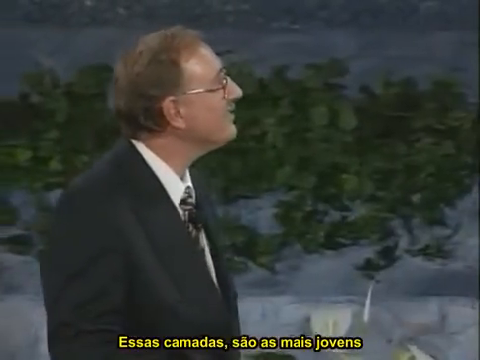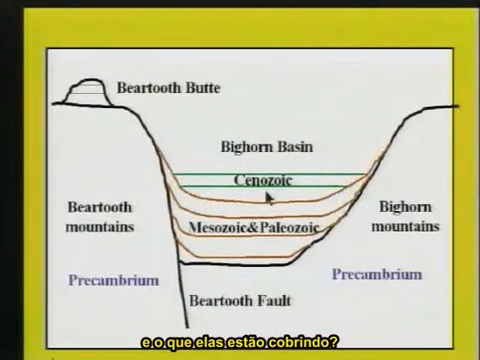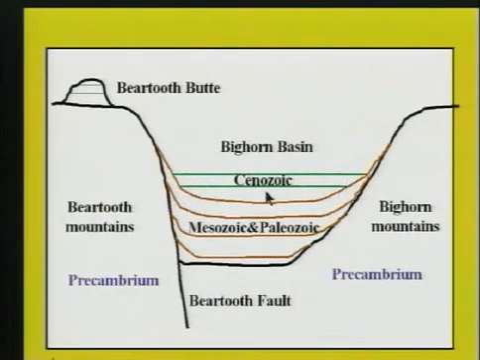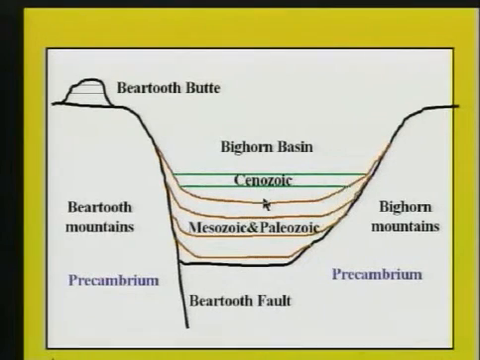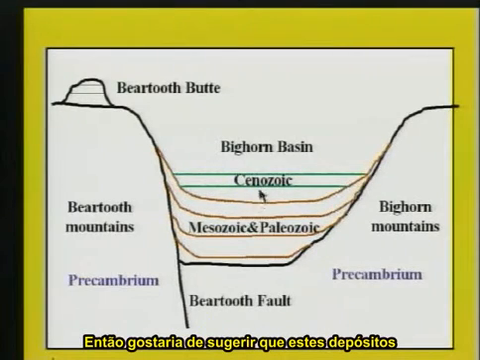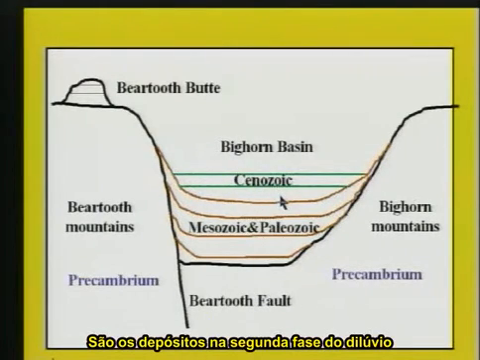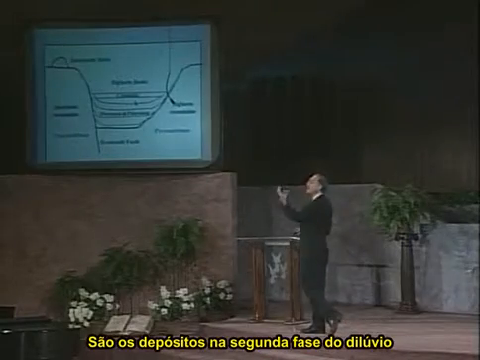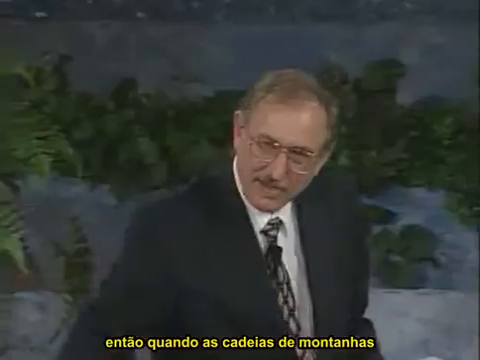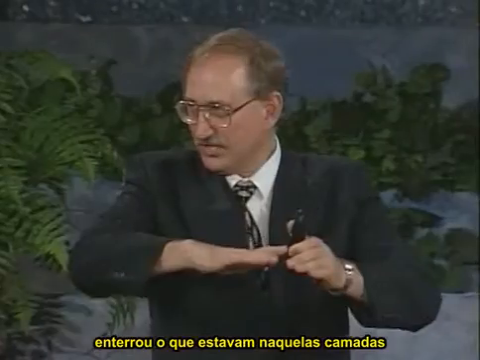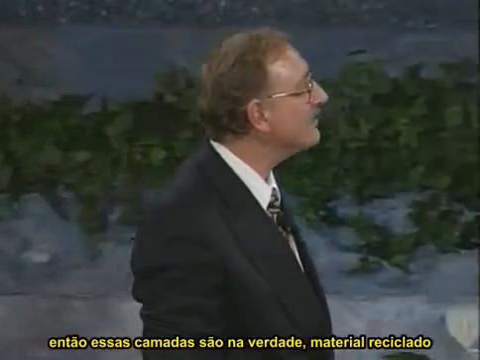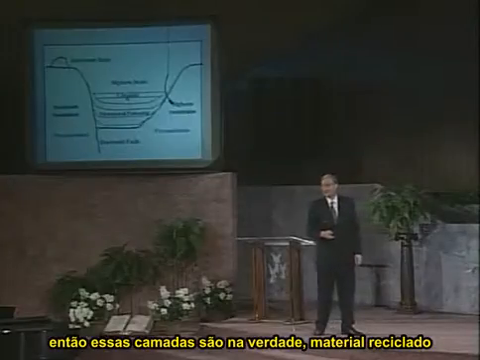So these layers are the young layers. And what are they covering up? Well, obviously, they are covering up whatever was floating on the top of these layers before they were formed. So I would like to suggest that these deposits are the deposits in the reverse of the flood. So when the mountain ranges and the continents came up and the water cascaded down into these valleys, it buried what was in those layers. So these layers actually are recycled material.